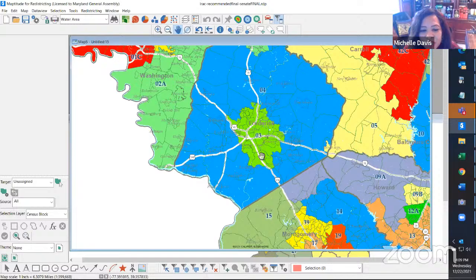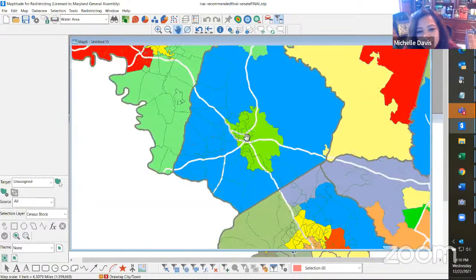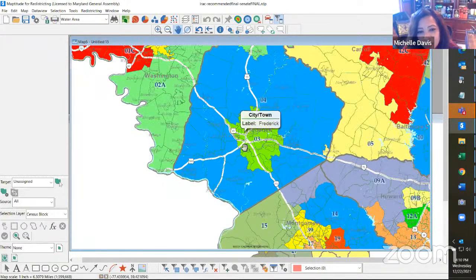And now in this map, we have District 3, which takes in all of the city of Frederick, as well as what I like to call the metro area around Frederick, which is a lot of the southern area here. So it takes in all of the city and the surrounding areas.